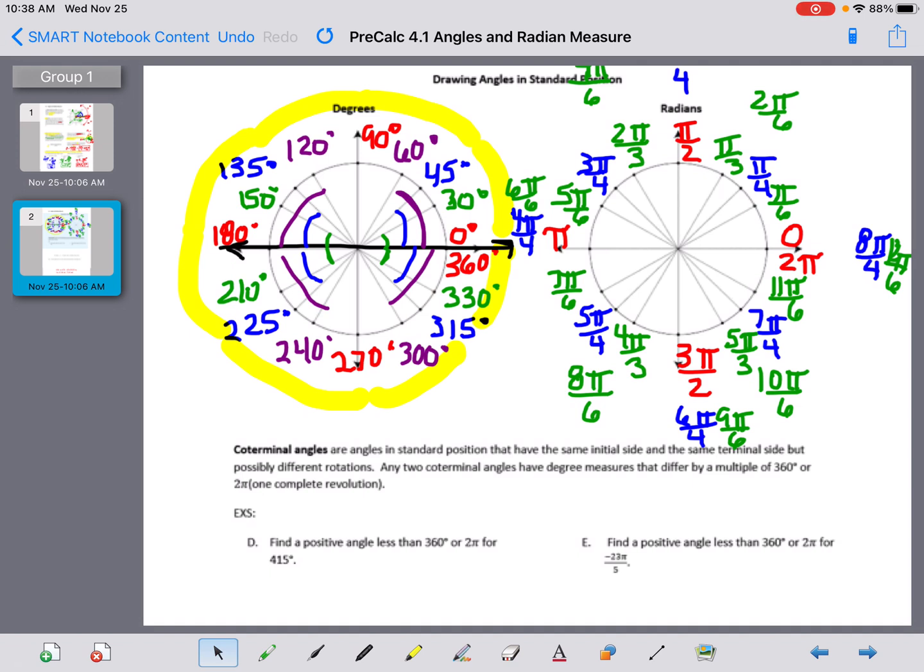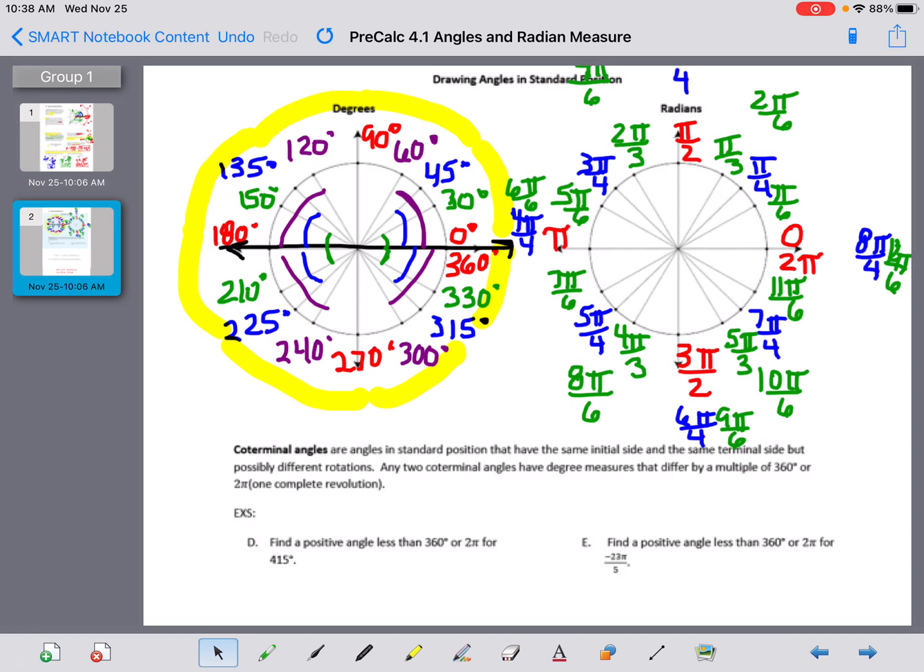Okay, coterminal angles are angles in standard position that have the same initial side, the same terminal side, but possibly different rotations, okay? What you see on the unit circle right now says I go from 0 to 360 degrees, or I go from 0 to 2 pi. Obviously, there's a lot of other numbers, however.